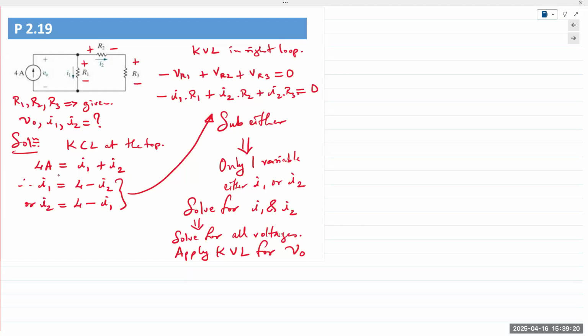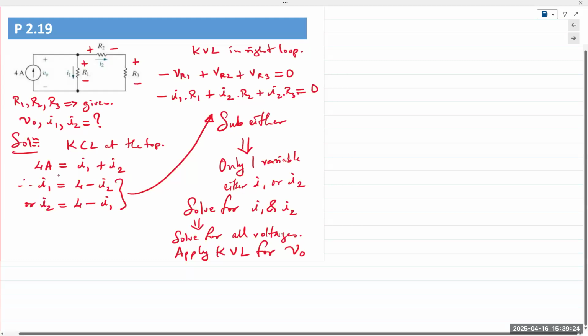Once you have both currents, apply Ohm's law to all 3 resistors, find the voltage. Once you have all 3 voltages, apply KVL and find the current source voltage.